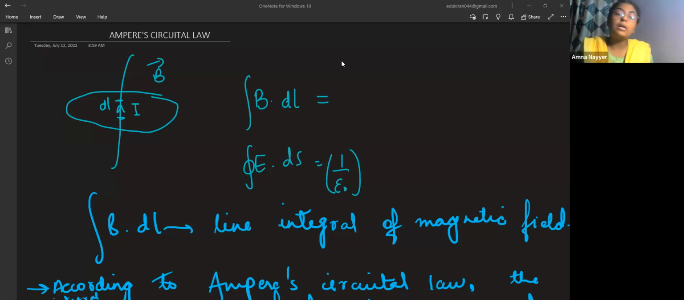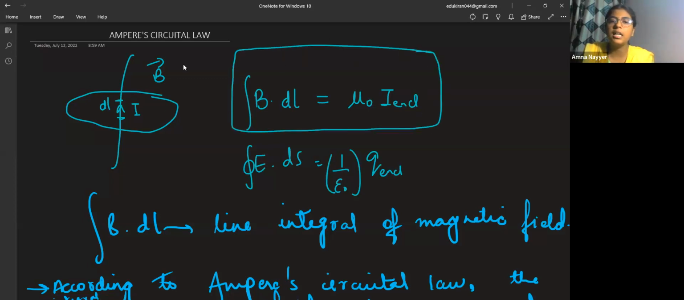The way in Gauss theorem, E dot dS was equal to 1 by epsilon naught times the charge enclosed, here in Ampere circuital law, integral of B dot dL, instead of 1 by epsilon naught, you have directly mu naught. Here you had 1 over permittivity. This is directly permeability. Fine. So integral of B dot dL is equal to mu naught times, here what you have? Charge enclosed. Here you have current enclosed. So this is your Ampere circuital law. This is your Gauss theorem.